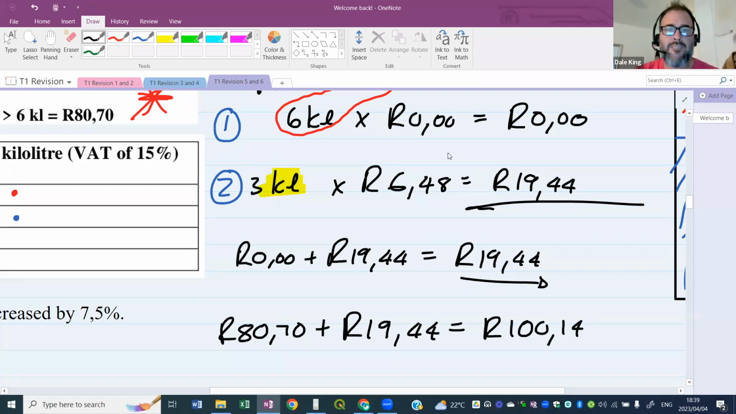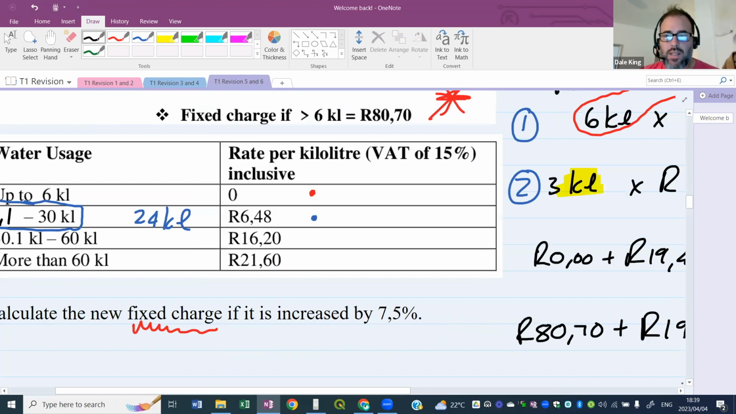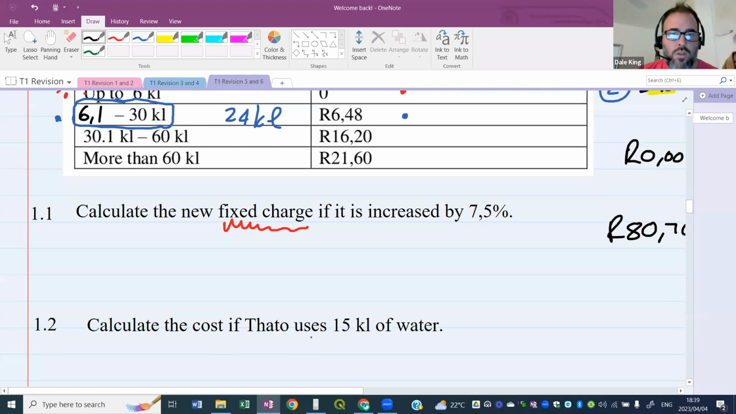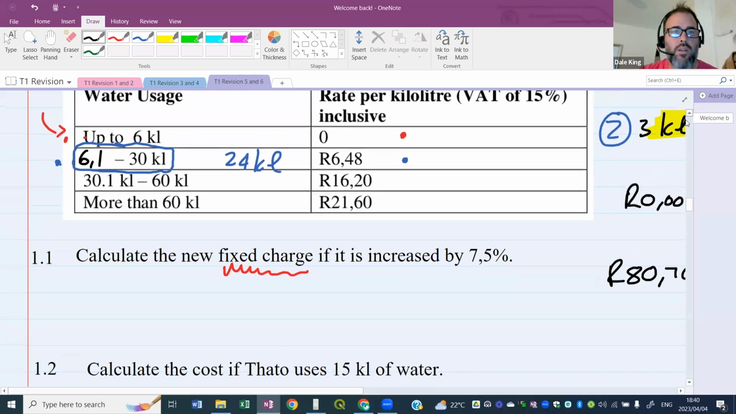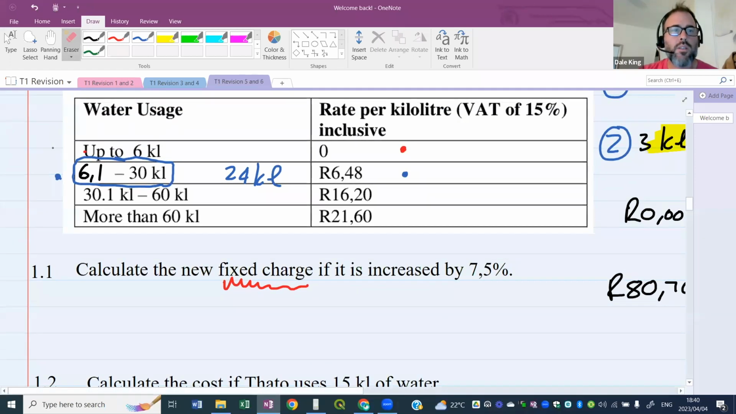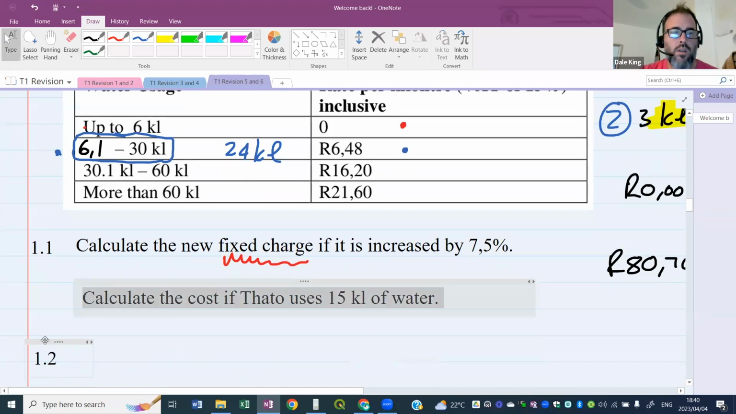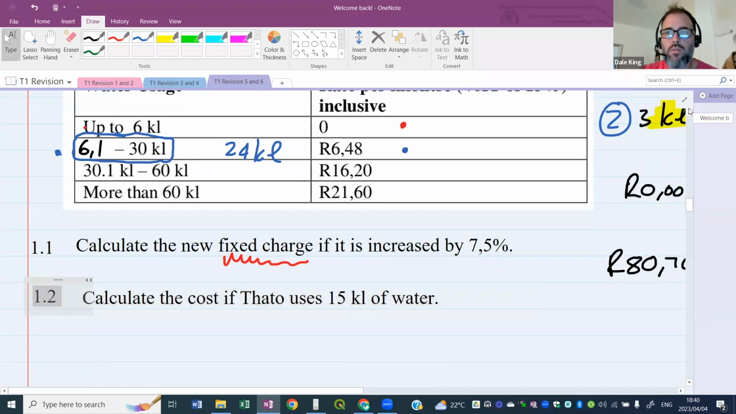Now we're going to do your question. You guys are going to do this one. I'm going to give you about 5 to 7 minutes to do this. Calculate the cost if Tato uses 15 kiloliters of water. Now I'm going to put the table up in front of you. There's the table, 15 kiloliters of water. In fact, I'm going to move this question up a bit so you can see the question and the whole table.